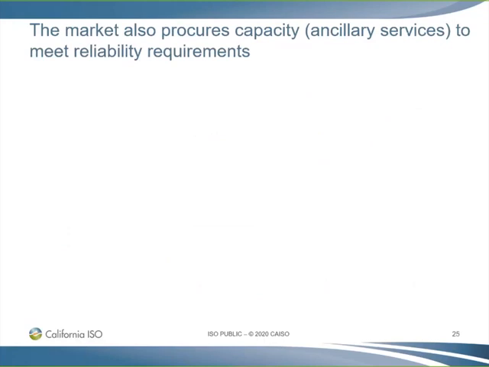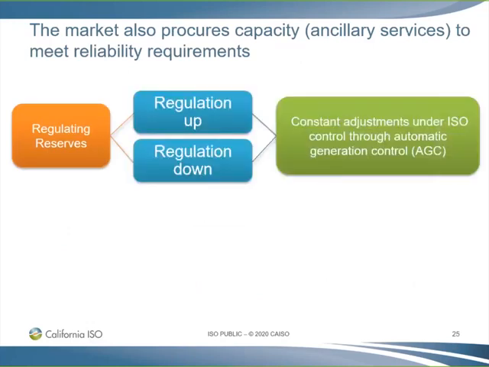The market also procures capacity or ancillary services to meet its reliability requirements. Ancillary services support the reliable operation of the transmission system as it moves electricity from generating sources to retail customers. There are 4 ancillary services that are procured in real time. Regulation corrects for short-term changes in electricity use that might affect the stability of the power system. These generators are under ISO control through Automatic Generation Control, or AGC, which allows us to move these resources every 4 seconds.